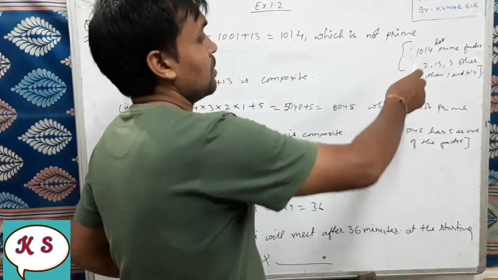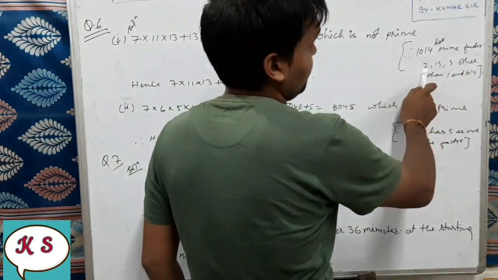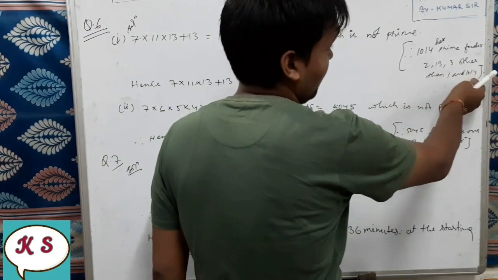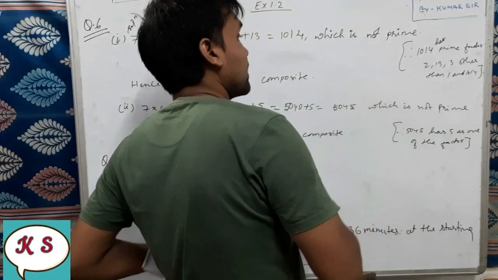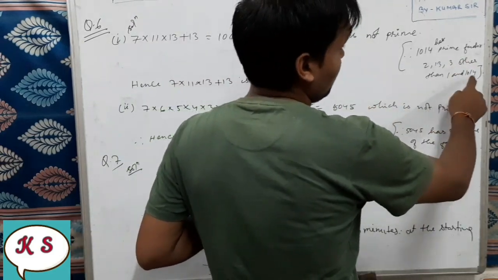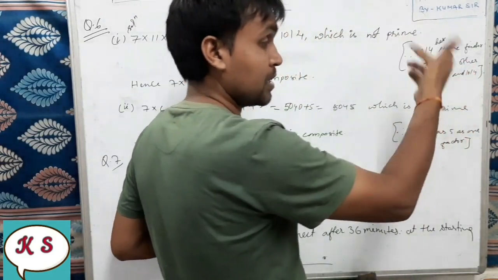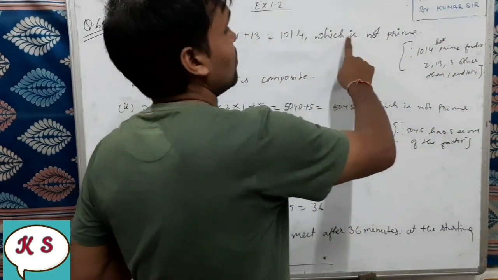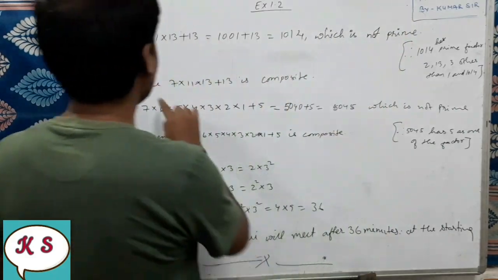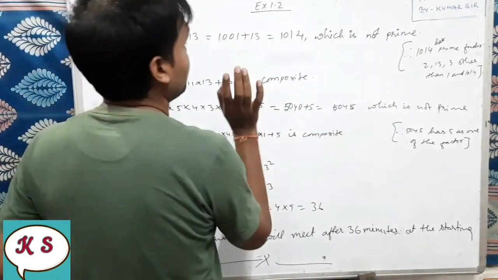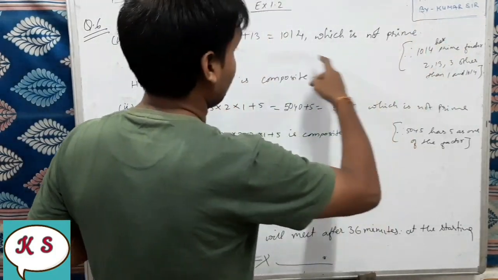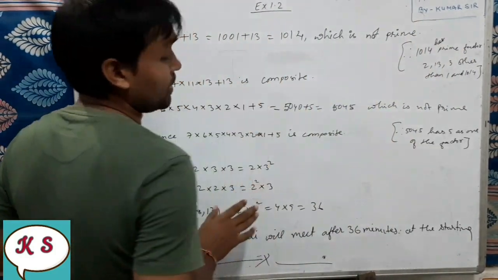See here, this one has prime factors 2, 13 and 3 other than 1 and the number itself. If there is any other factor other than 1 or the number itself, then that particular number is not a prime number. Therefore, this one is a composite because it has other factors also, 2, 13, 3. These are also factors of this, so it will be considered composite.